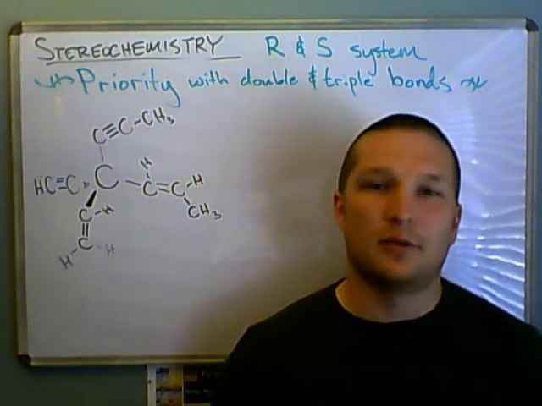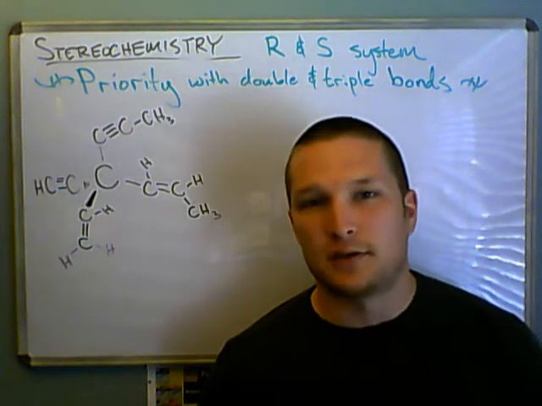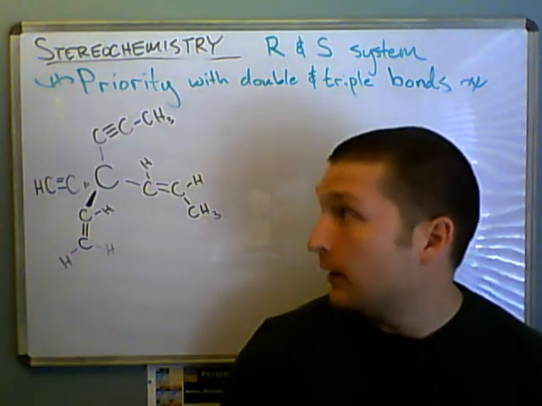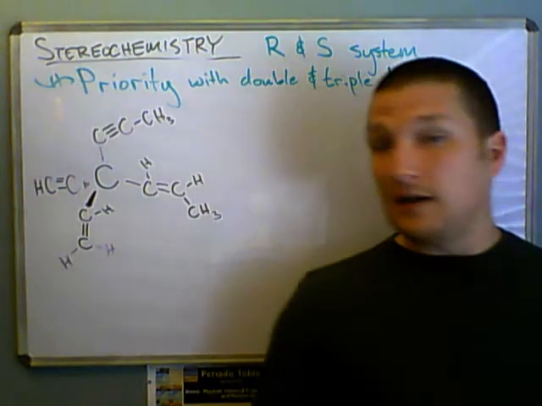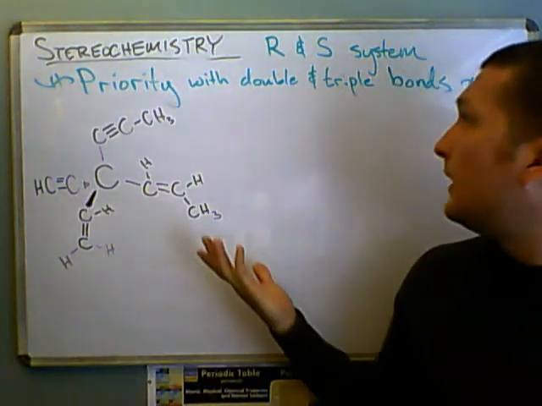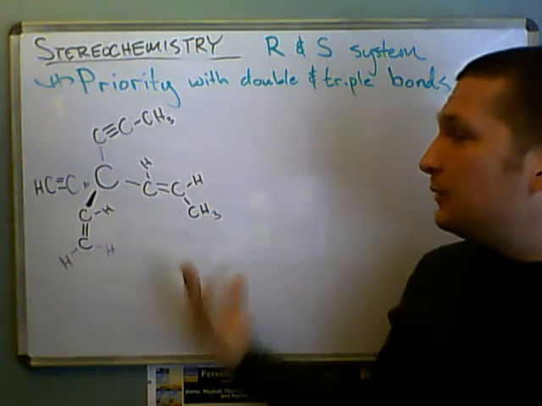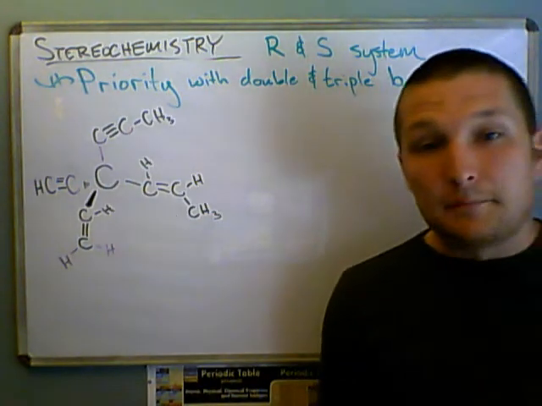Assigning priority with double and triple bonds can get really confusing. And if you just look at this molecule, you could see why. If I were to try to name this, or try to find out whether this is R or S, I wouldn't know where to begin.